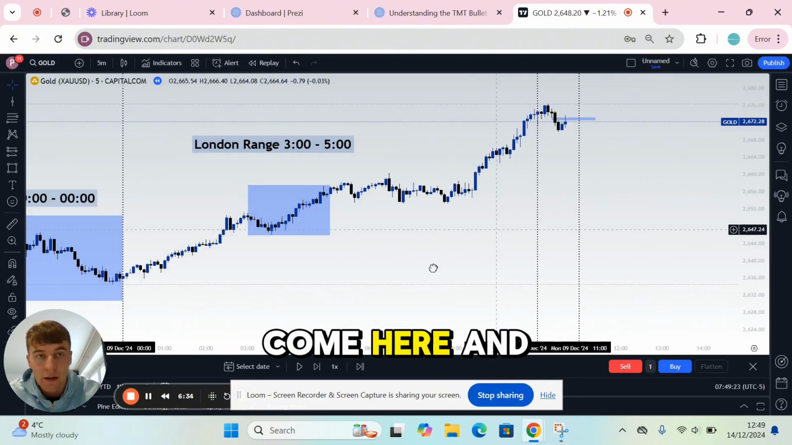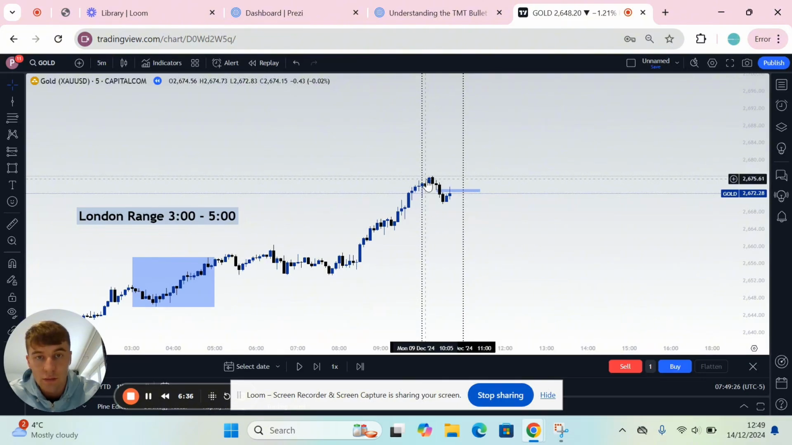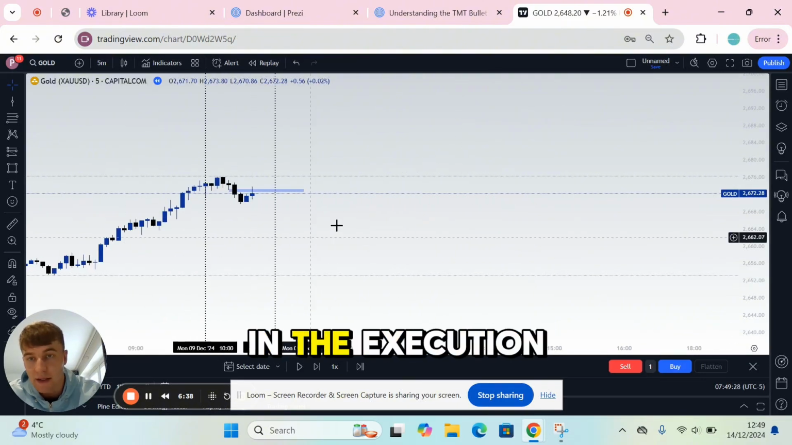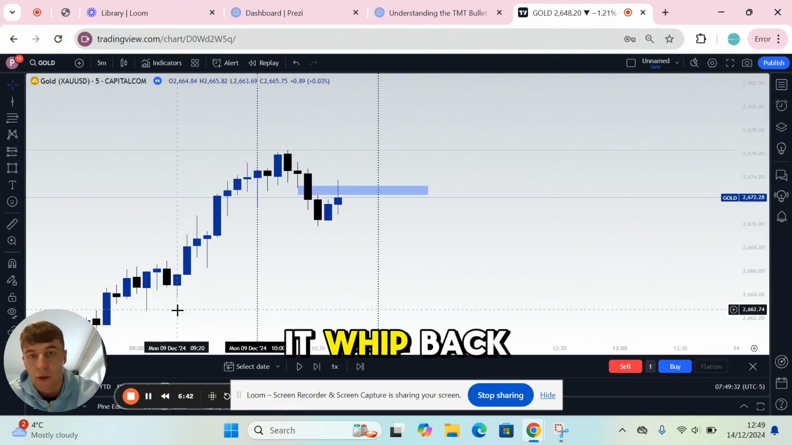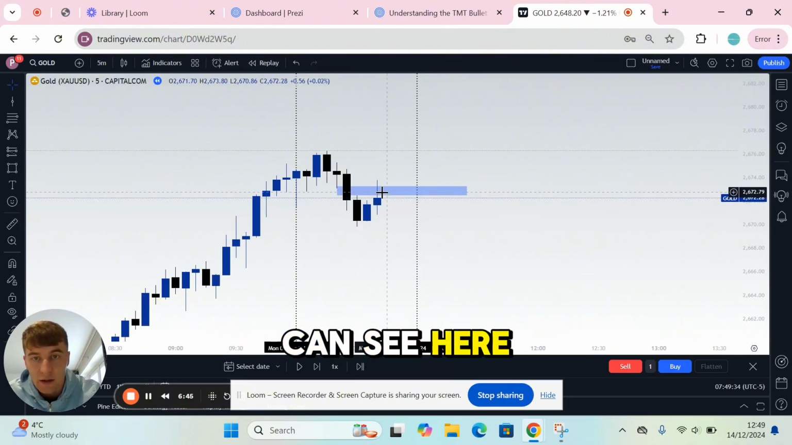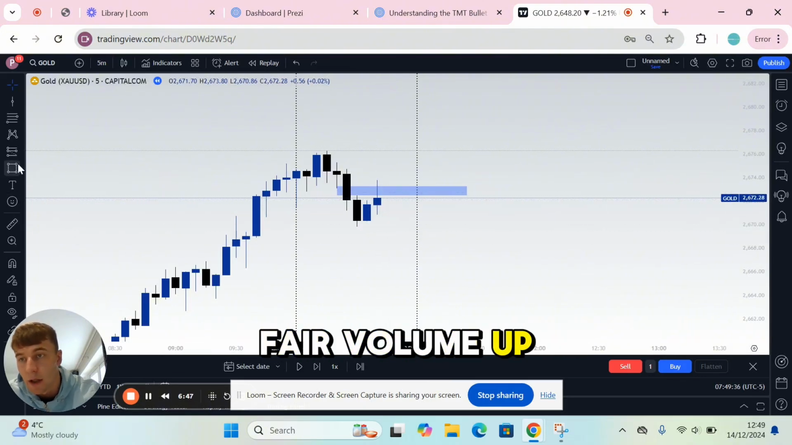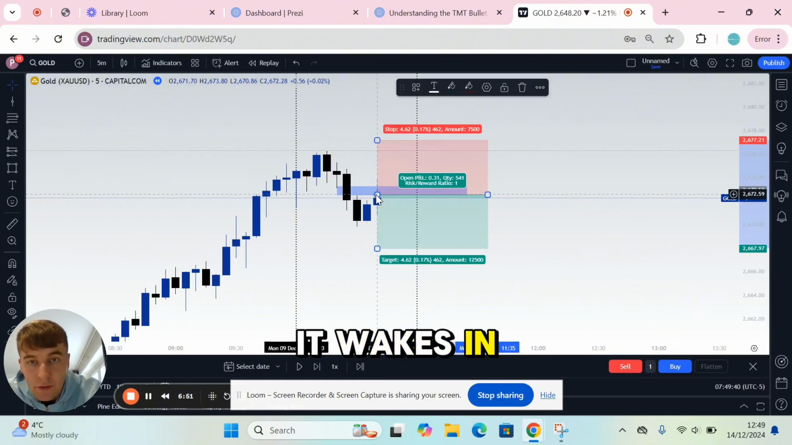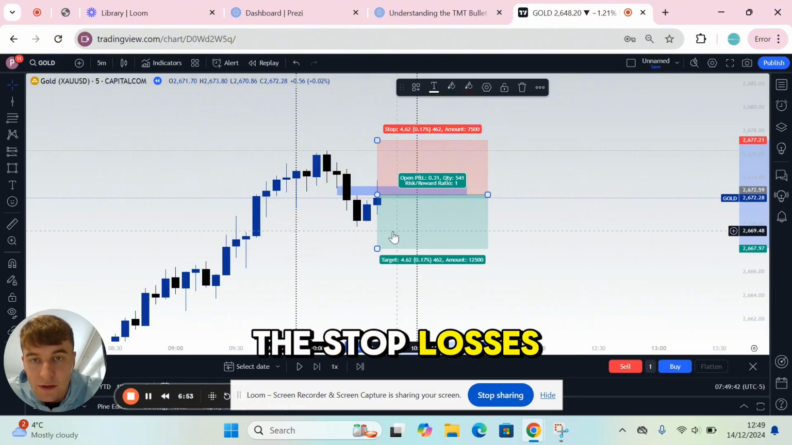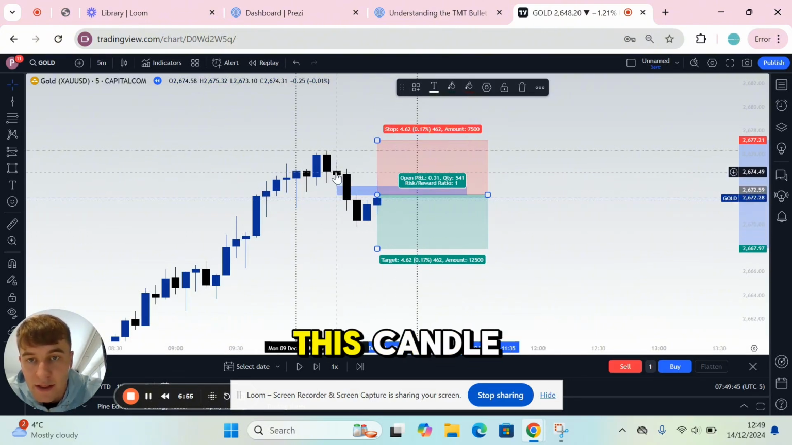So we're going to come here and we can see there's a bearish fair value gap in the execution zone. So now we're looking to place a trade. The next thing we're looking for is, does it wick back in? Which, as you can see here, it's wicked straight back into the fair value gap. So what we would do here is place a short as soon as it wicks in.